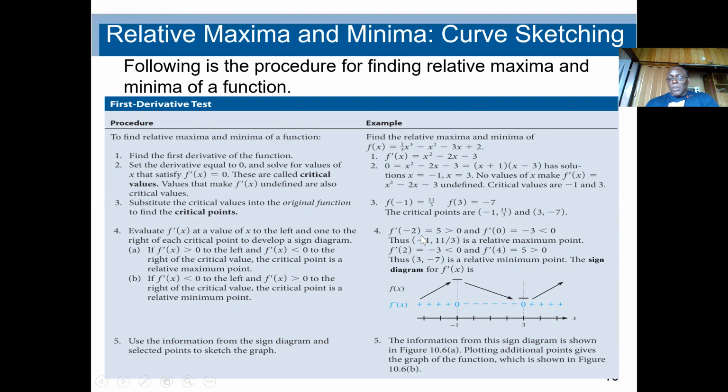So take any value. Here they decided to use -2. Since I have -1 here, I can take any value between, let's say, -infinity to -1, right before -1. You can use -3, -4, any value, but it shouldn't go up to -1. You are taking the interval from -infinity to -1. So they decided to use -2. When we plug -2 into the first derivative, we get 5. 5 is greater than 0, so that means we have increasing.